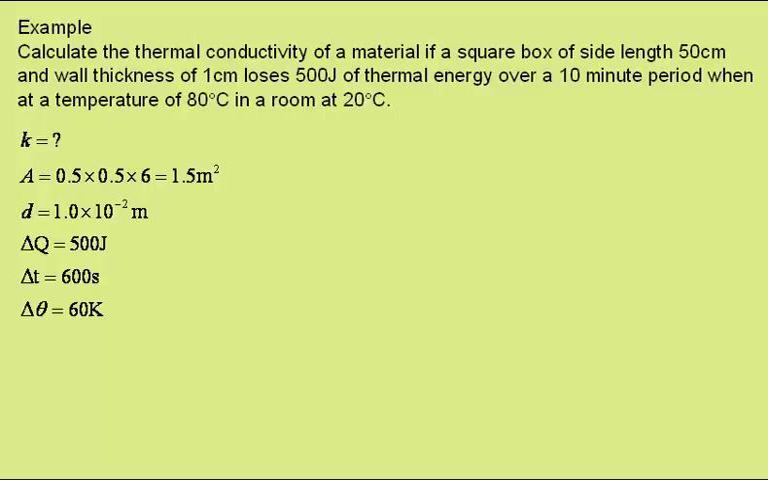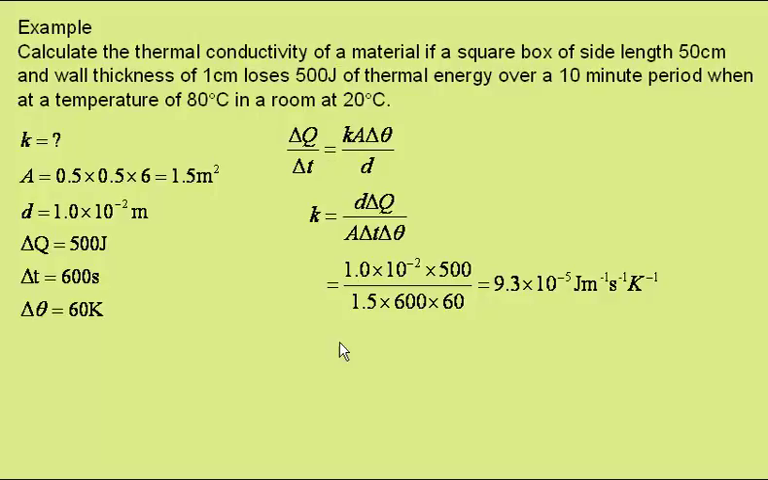A particular temperature in degrees C is not the same as the temperature in Kelvin, but as an increment of 1 degree C is the same as an increment of 1 Kelvin, a temperature difference in degrees C is the same as a temperature difference in Kelvin. Now I'll write down the equation and rearrange it for K. Now all that remains is to put in my data.